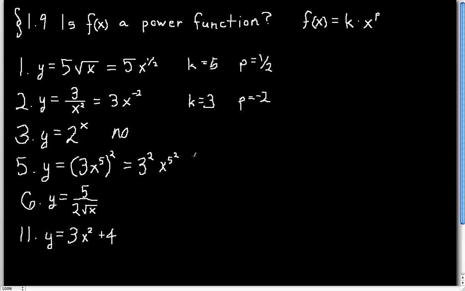Okay, and how can we simplify that further? Well, 3 to the 2, 3 squared, is 9. And what is x to the 5 to the 2? Well, when we have a power to a power, we take the product of the powers. So this is x to the 5 times 2, which is x to the 10. So in this case, our constant k is 9, and our power p is 10.